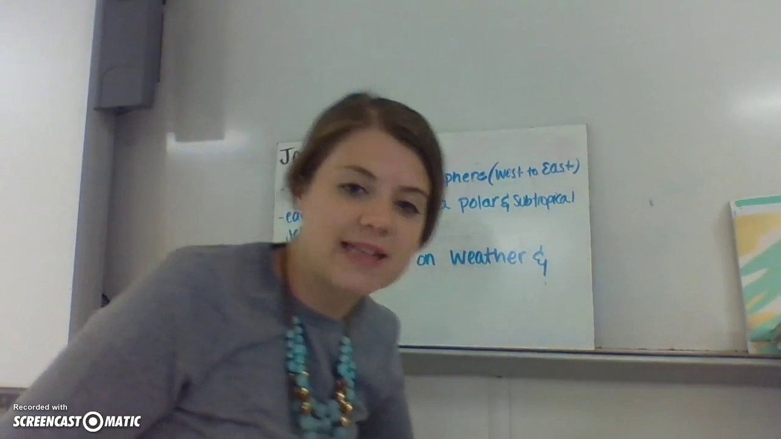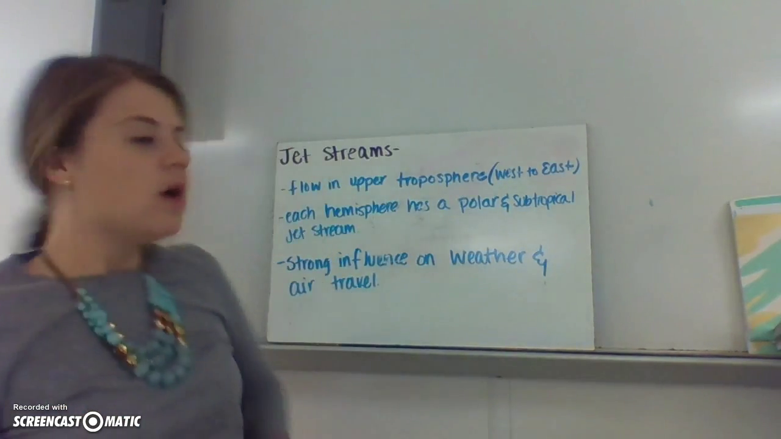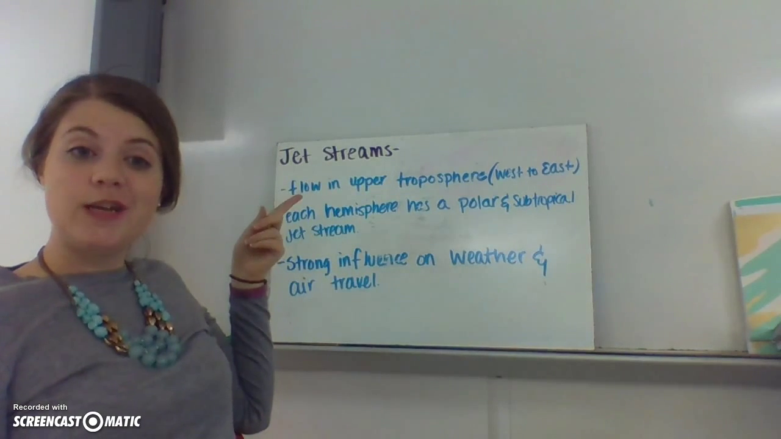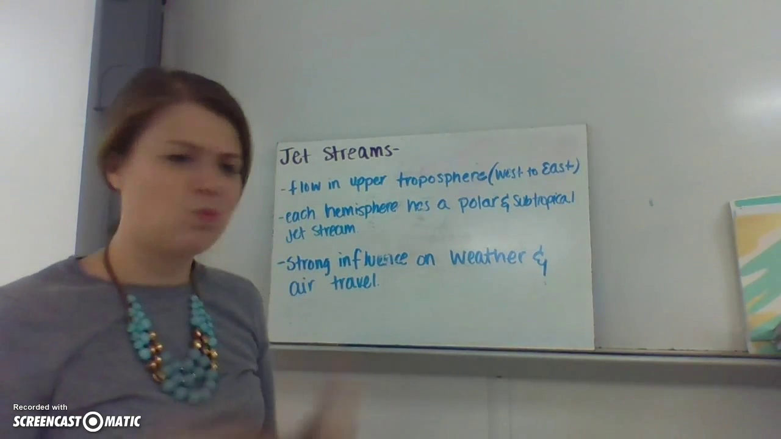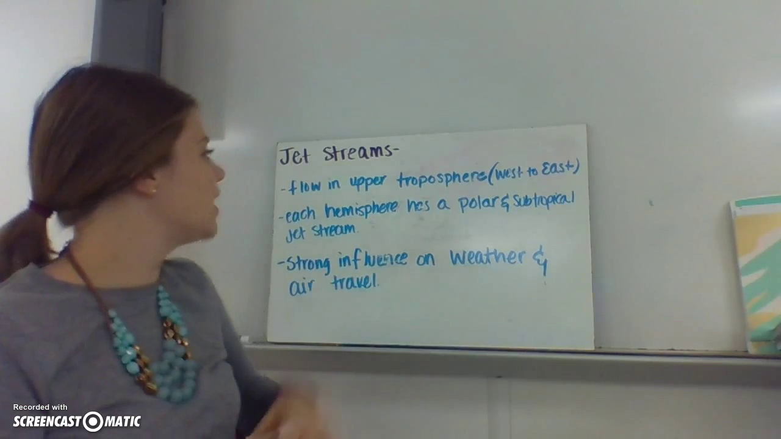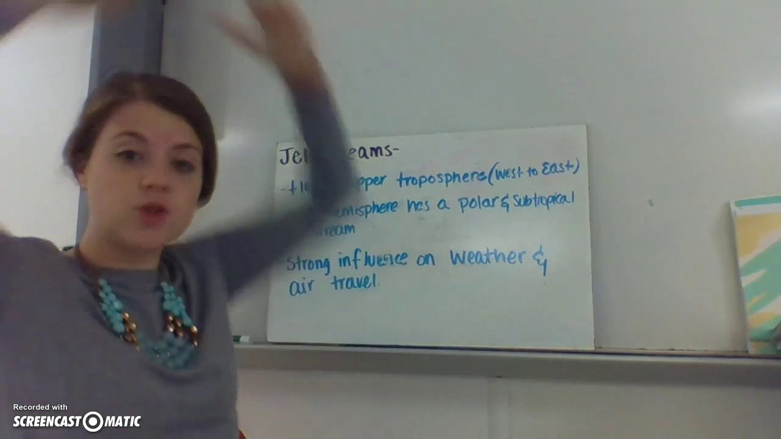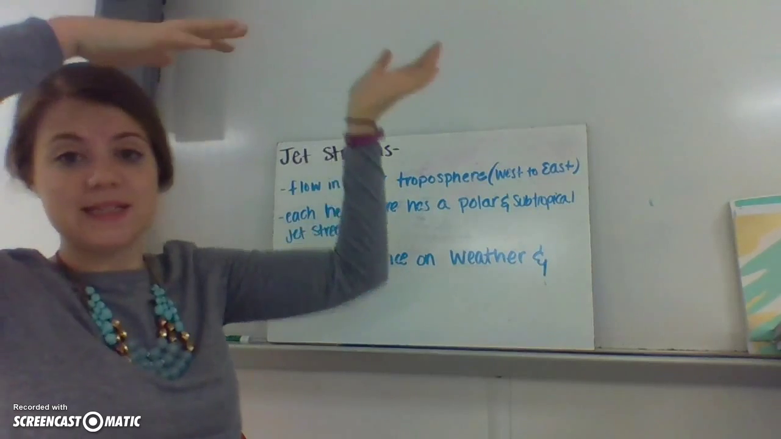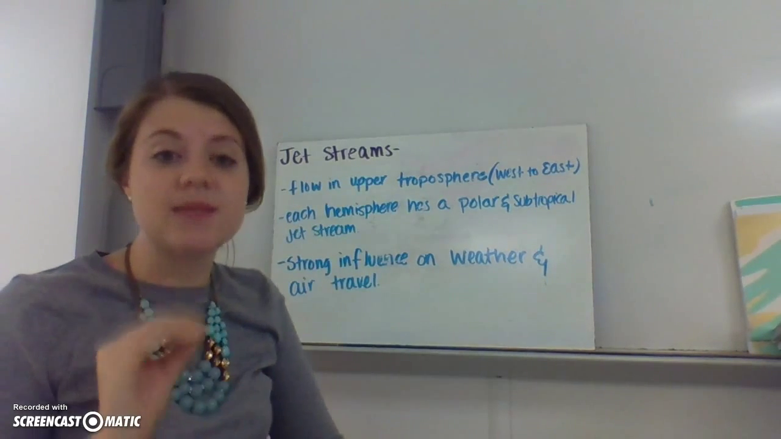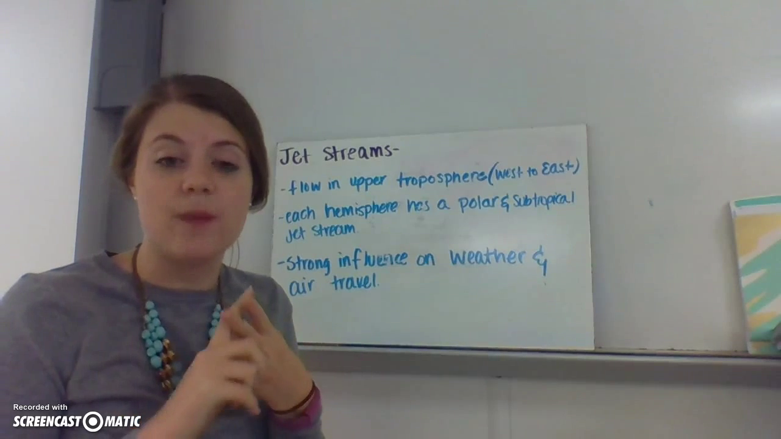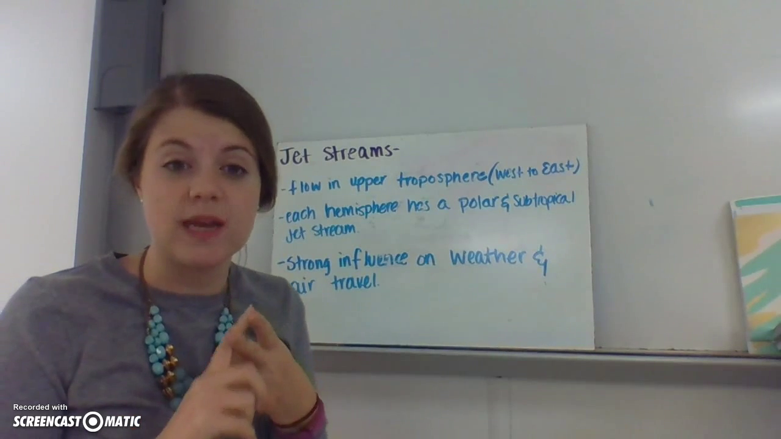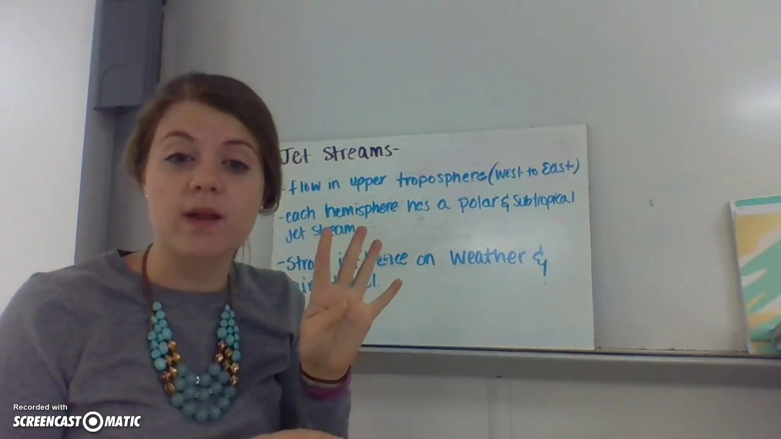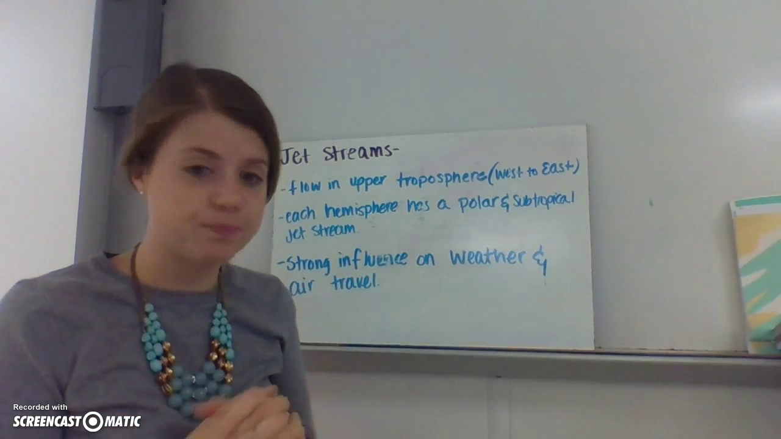And some of you have been asking about this in class. Well, we have got jet streams. So what are jet streams? Well, jet streams flow in the upper troposphere. All right, they flow from west to east. And each hemisphere has a polar and a subtropical jet stream usually. So normally there's about 4 that are going on around the globe.